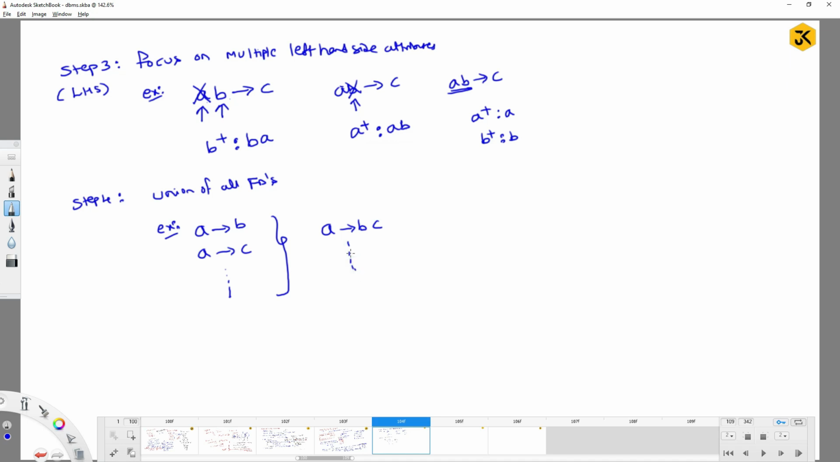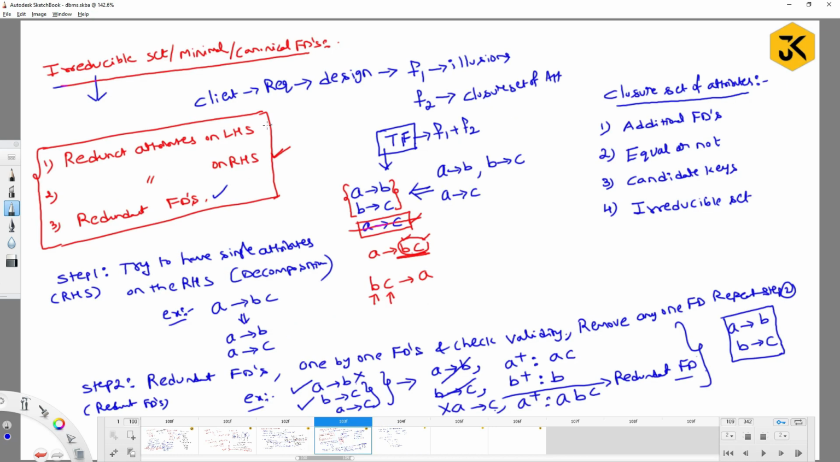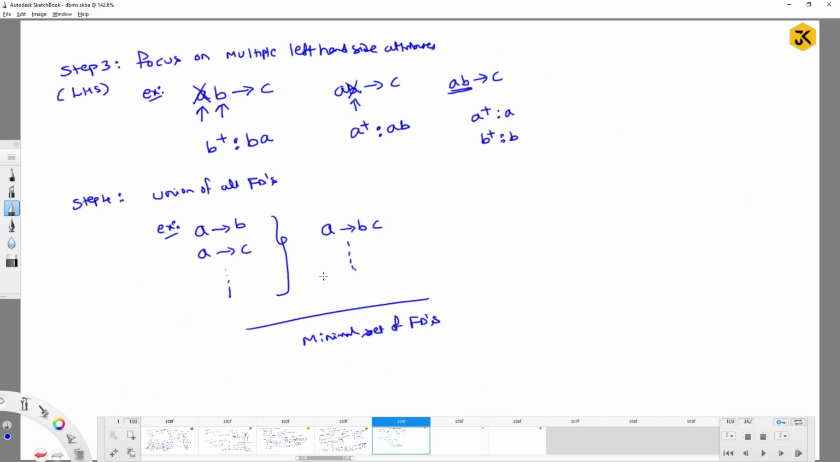If you follow this procedure, you will finally get the minimal set of functional dependencies. Basically, we concentrate on the attributes that may be redundant on the RHS side, that is the first step. Then the various redundant FDs, that is the second step. Then the attributes that are redundant on the LHS side, that is the third step. Finally we combine them to get a smaller number of FDs. That's it.